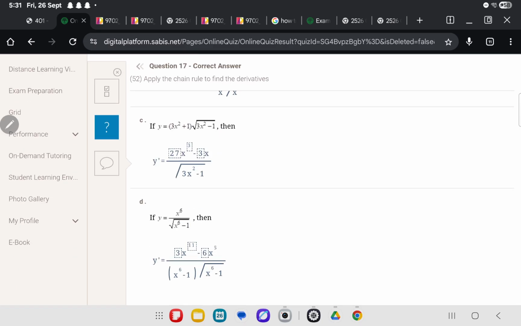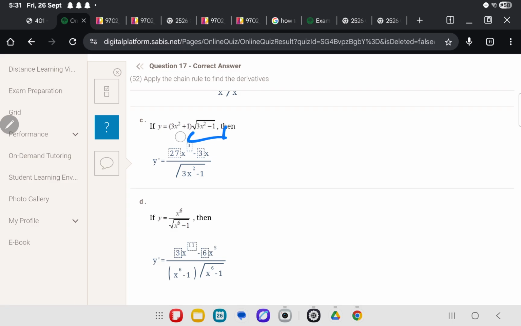If y is equal to (3x squared plus 1) times the radical of (3x squared minus 1), then... Okay, so this is product rule, right? However, one is going to be the chain rule and the other one is going to be normal, because this is just a function of itself. And the second part, the one under the radical, is a function inside of a function, right? Because the radical in and of itself is a function, and this 3x squared minus 1 is also another function inside of another function, chain rule, right?